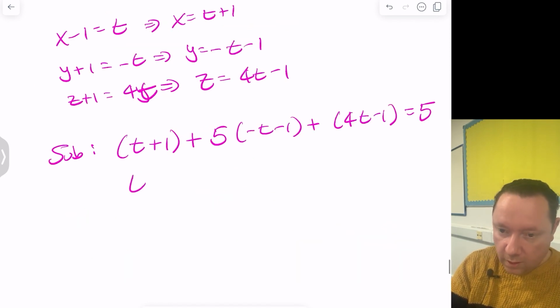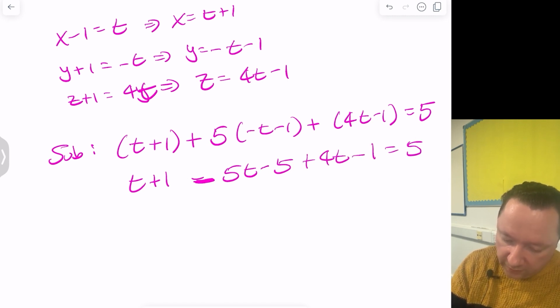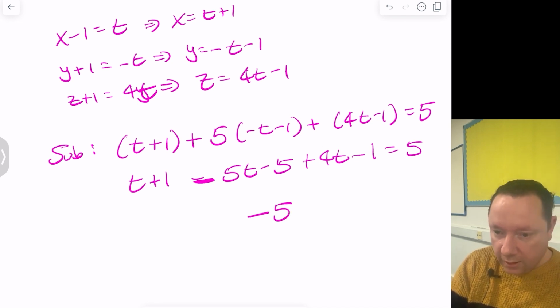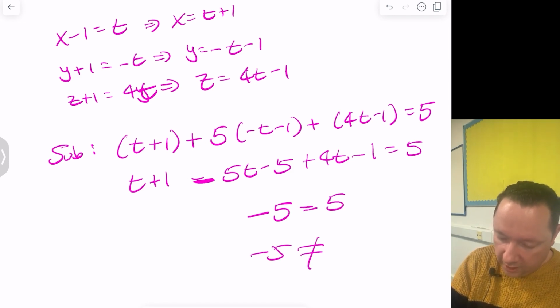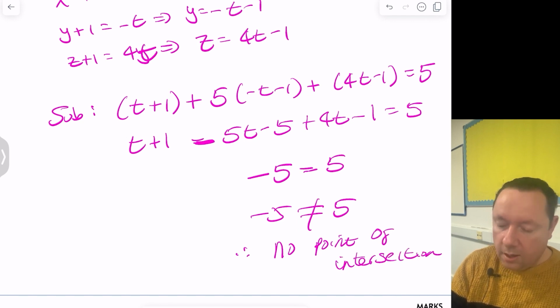So we get t plus 1, and we get minus 5t minus 5 plus 4t minus 1 equals 5. t minus 5t plus 4t is 0. Then we've got 1 minus 5 minus 1, so you get minus 5 equals 5. Well, minus 5 cannot equal 5, so therefore no point of intersection. And we're done there.